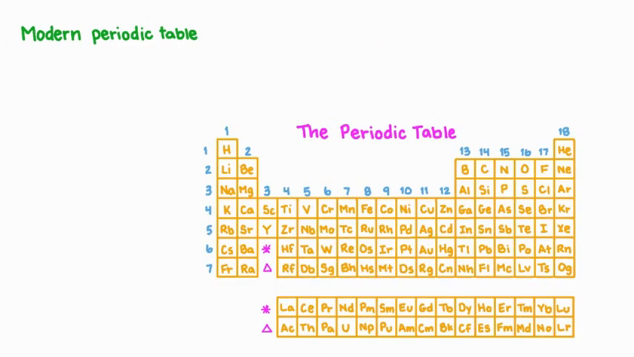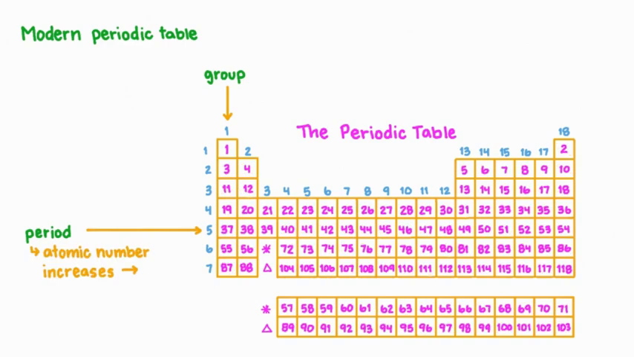The modern periodic table is organized into 18 columns and 7 rows. Just like with Mendeleev's periodic table, the vertical columns are called groups and the horizontal rows are called periods. Based on Henry Moseley's work, the elements are listed in order of increasing atomic number from left to right across a period. We could also say that the elements are listed in order of increasing number of protons from left to right across a period.